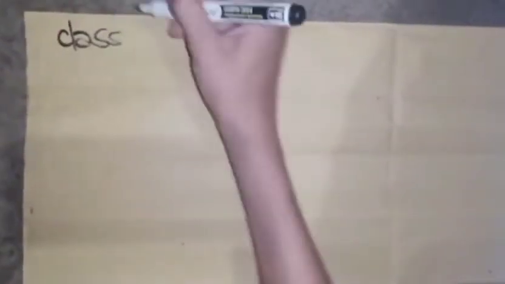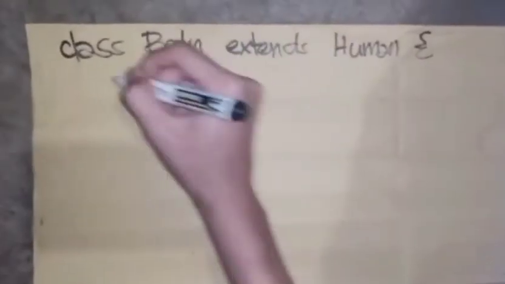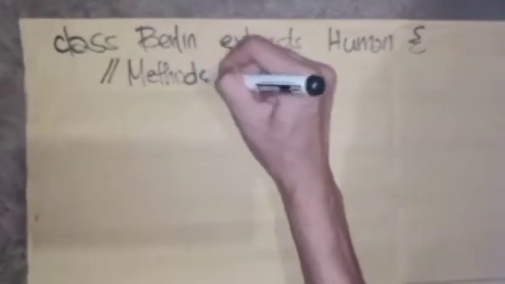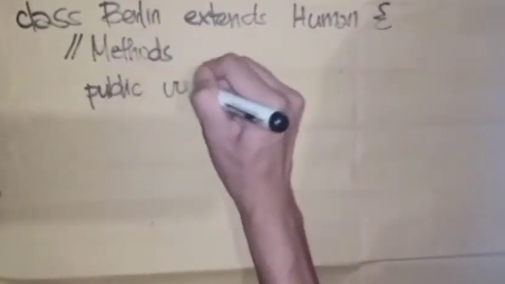Now we are going to write our subclass. The first thing we wrote is class Berlin, and then the keyword extends and our superclass. It is important that we write the extends so that we may inherit the attributes and methods written in the superclass human. This will automatically transfer to our subclass Berlin.